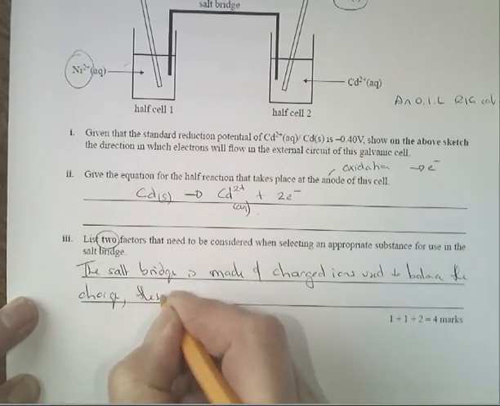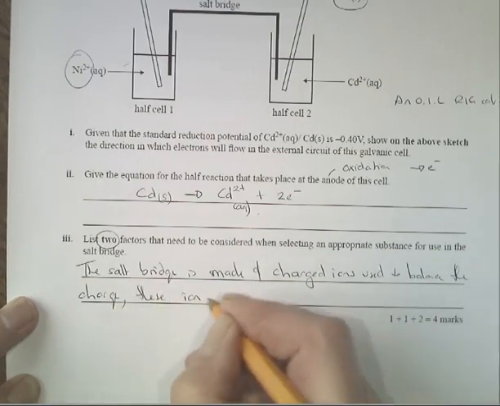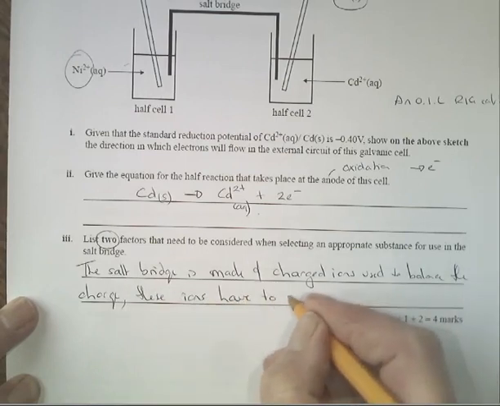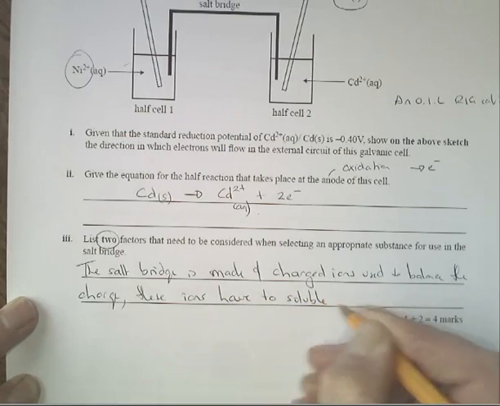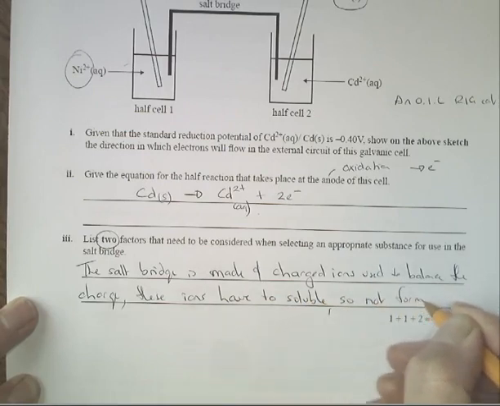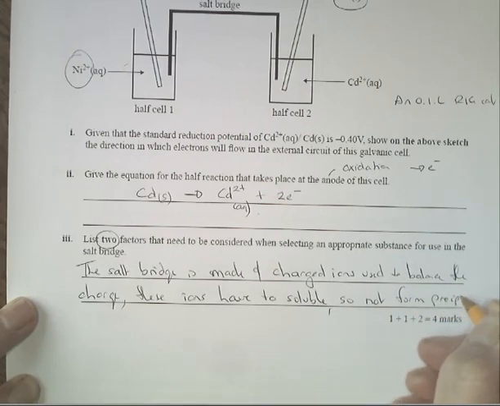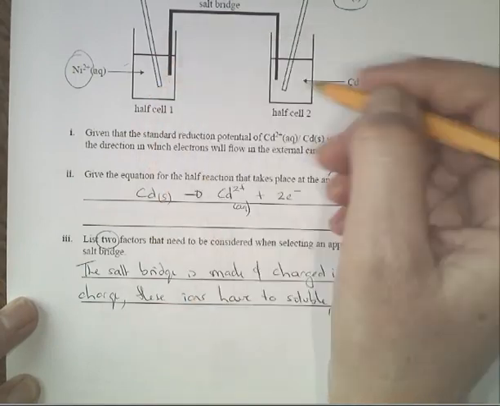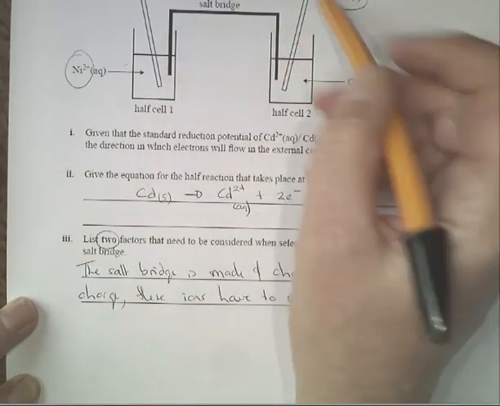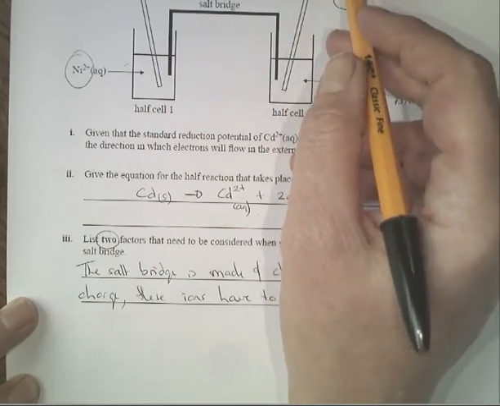These ions obviously have to be soluble, because not all ions are soluble, are they? And so they must not form precipitates. So they can't come over here or over here and react with the cadmium or the nitrate. Not that anything reacts with nitrate.